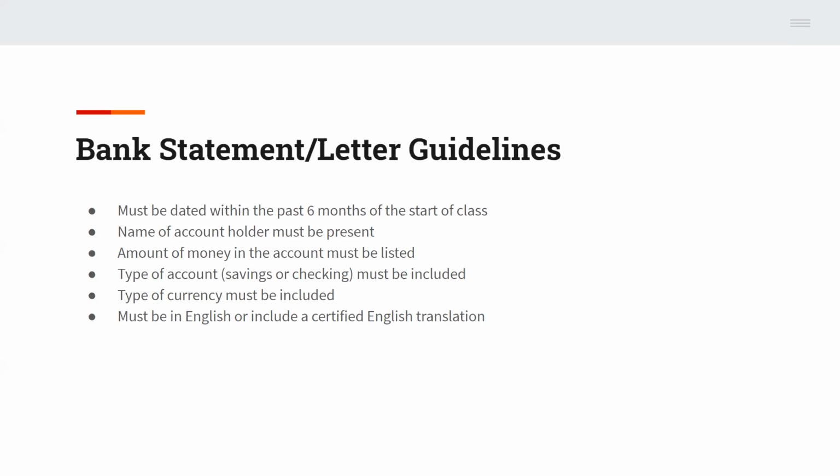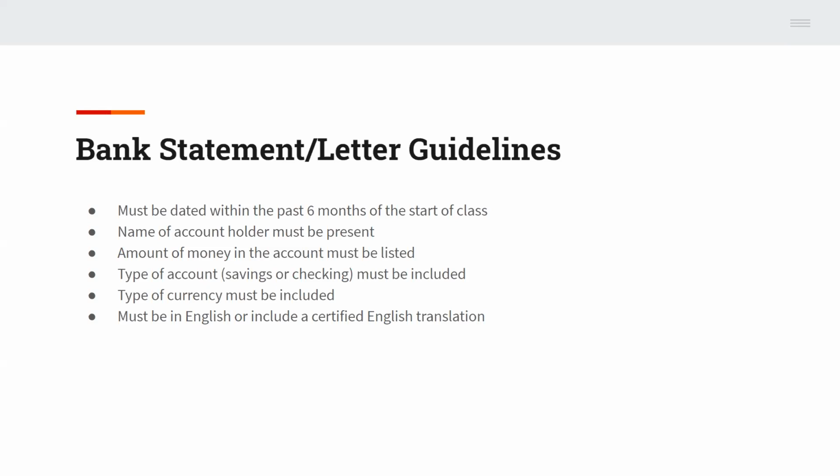And we need to know the type of account. Is it a checking? Is it a savings? Again, a quick reminder, liquid funds only. The type of currency must also be included, so we need to know if it's coming to us from a specific country, so that we can do a conversion to US dollars. And last but not least, make sure that you have this in English or it includes a certified English translation.